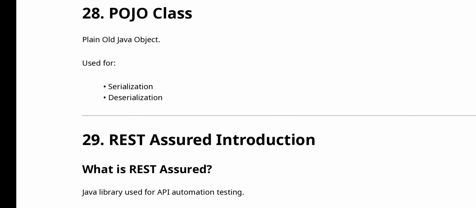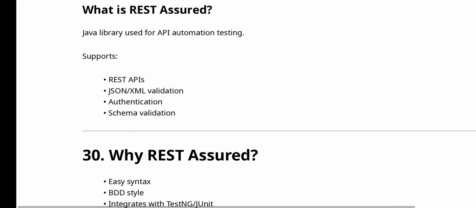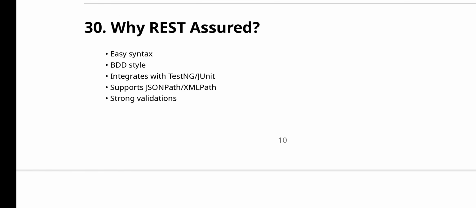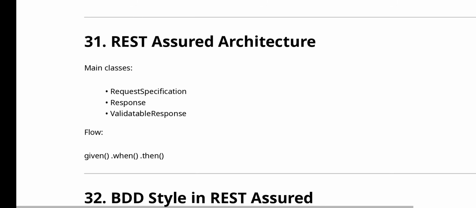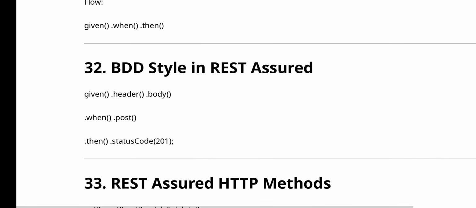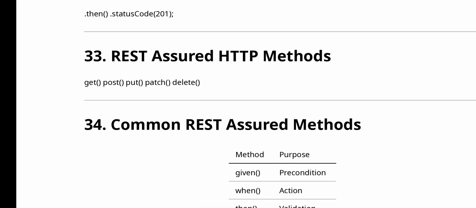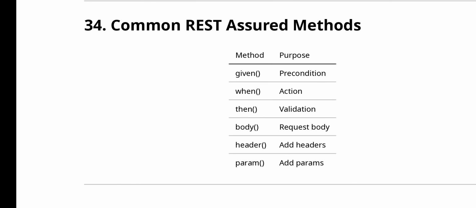And then we have talked about the POJO class, and in REST Assured we have talked about what is REST Assured, why we prefer REST Assured, and then the basic REST Assured architecture. Then we have talked about the BDD style in REST Assured, and the HTTP methods which REST Assured supports and the common REST Assured methods.